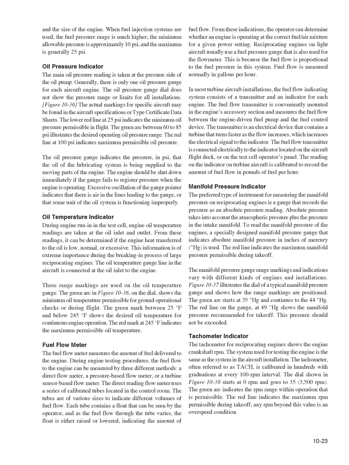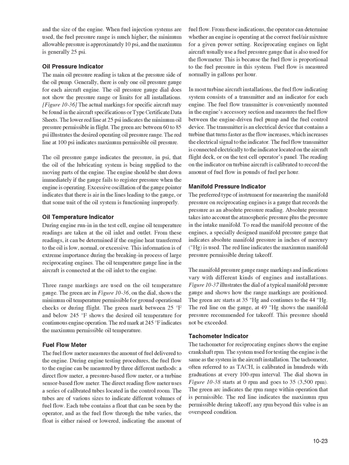The direct reading flow meter uses a series of calibrated tubes located in the control room. The tubes are of various sizes to indicate different volumes of fuel flow. Each tube contains a float that can be seen by the operator, and as the fuel flow through the tube varies, the float is either raised or lowered, indicating the amount of fuel flow. From these indications, the operator can determine whether an engine is operating at the correct fuel/air mixture for a given power setting.